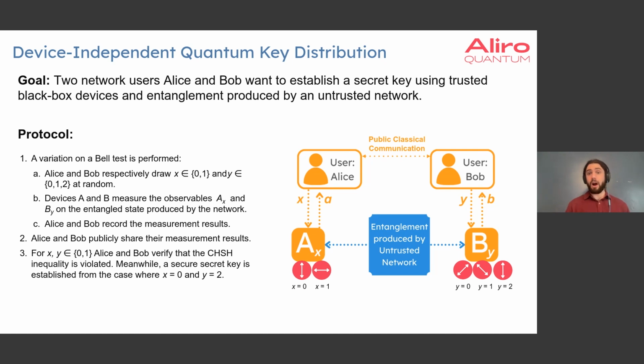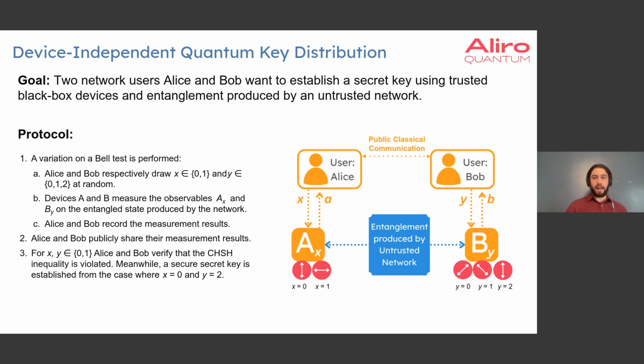A protocol that can be built off of device-independent entanglement distribution or certification is device-independent quantum key distribution. Here, the goal is for two network users, Alice and Bob, to establish a secret key using trusted black box devices and entanglement produced by an untrusted network. So Alice and Bob don't really know if they're connected with an entanglement source, or that entanglement source might not be very good quality. Now, the security of their protocol will depend on the quality of that entanglement source, and they want to ensure that they are using secure quantum resources.